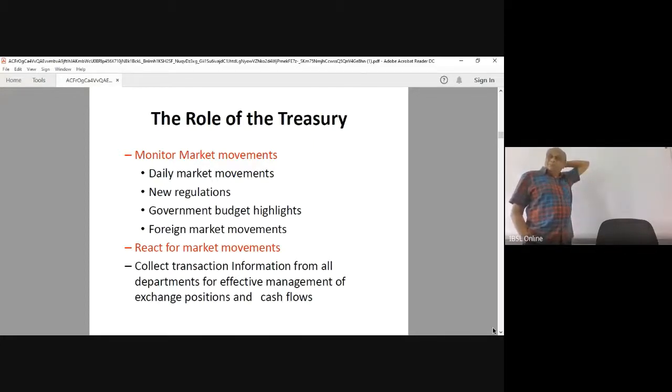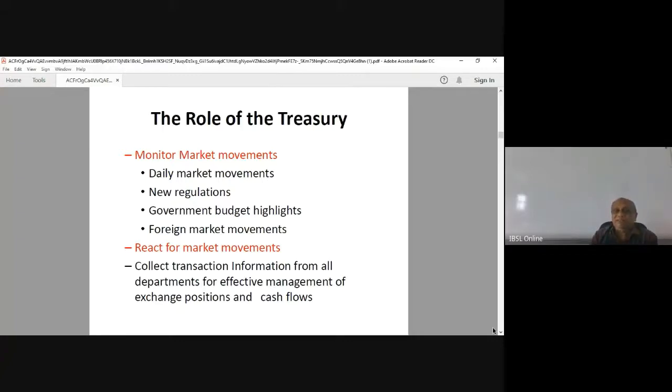Can you remember? Most of you have very close contacts with your own treasuries, your respective banks. During the budget speeches, you must have seen how those people devote their time listening to the budget speech and jotting down the things, right? Because those budget highlights are very vital to take their decisions, right? The foreign market movements, they react to market movements.